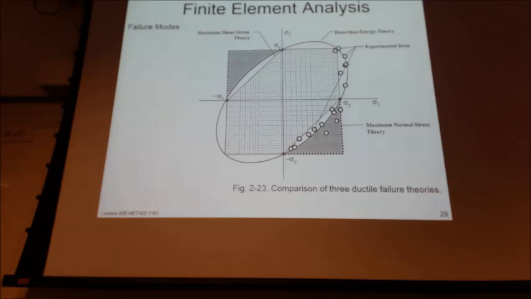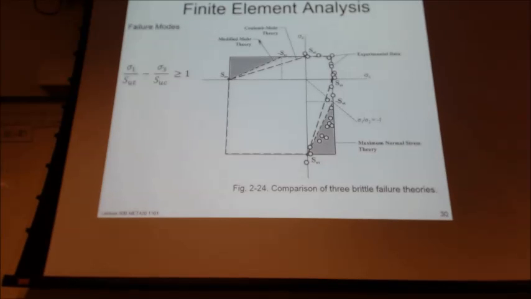So when we're dealing with ductile failure theory, these are 3 examples: the max normal, max shear, and distortion energy failure. Most of the time for finite element analysis, we're dealing with the distortion energy theory. The others can be used, but most of the time we're trying to deal with distortion energy, or von Mises, which is the other term that's used for that.